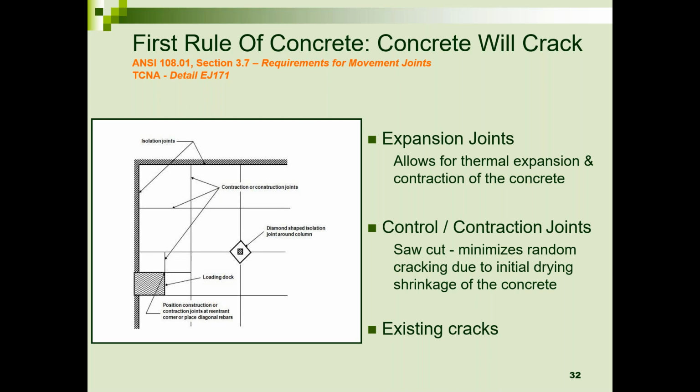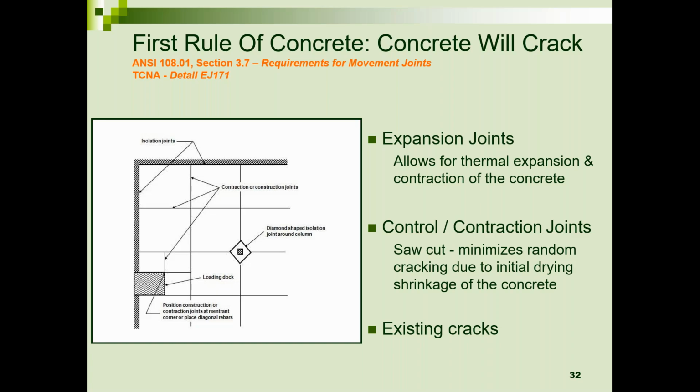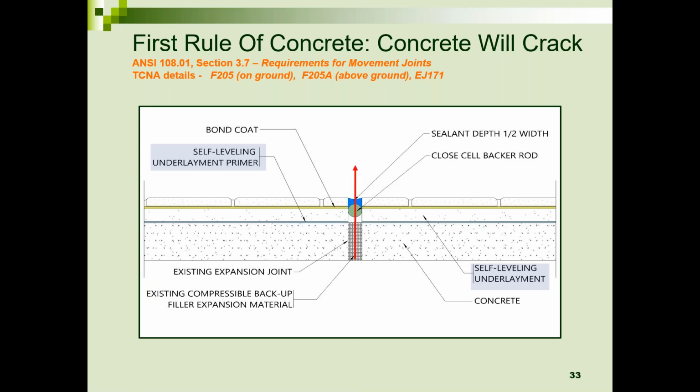If you're working on an older concrete slab, cracks may have developed over time. You have to understand the function of these joints and the importance of these joints, so when you install tile, it's done correctly. And here we're looking at two TCNA details, F205 and F205A. This shows you if you've got an expansion joint in the concrete, that has to move up through the slab, up through the underlayment, up through the tile assembly, all in the same plane.